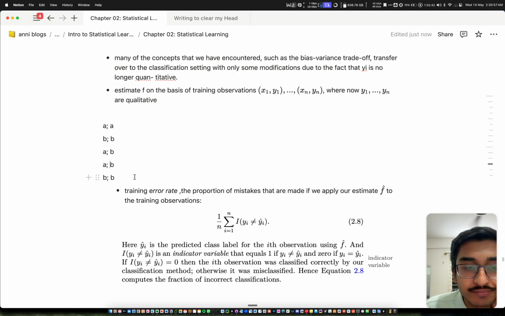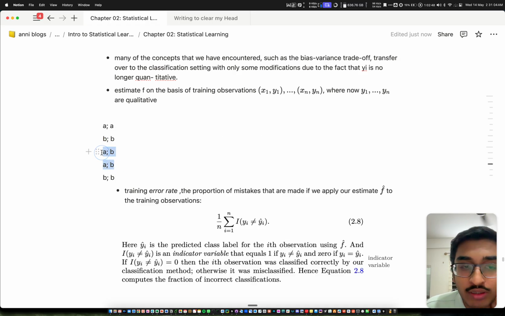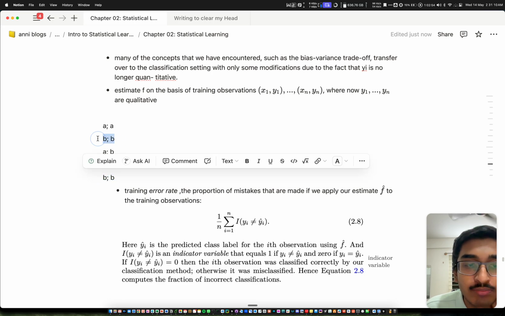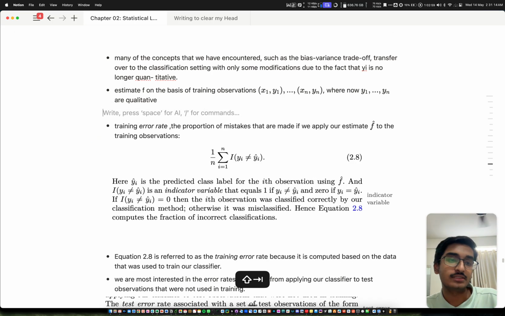So this has a training error of 2 by 5 because the indicator function is 1 here and 1 here, and it's 0 here because it matches the correct thing. Hope that made sense.